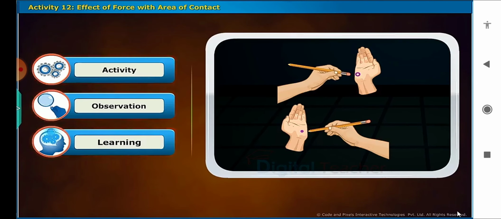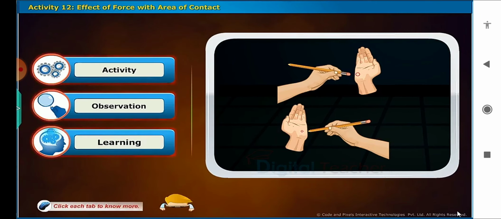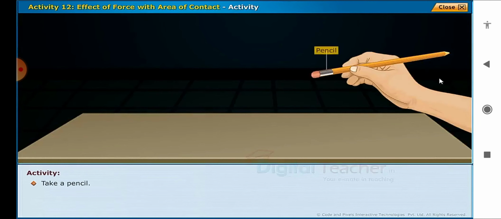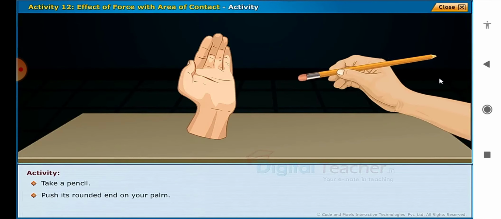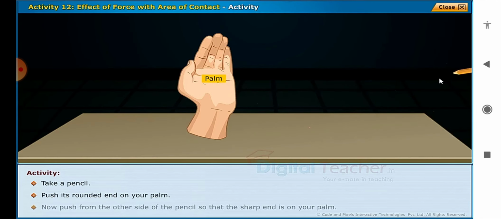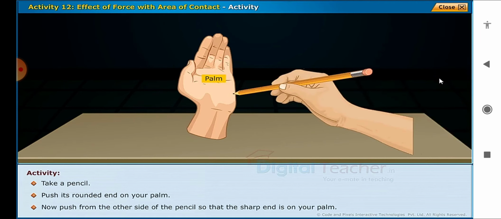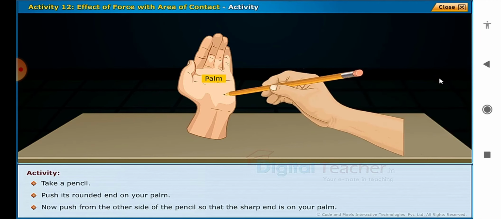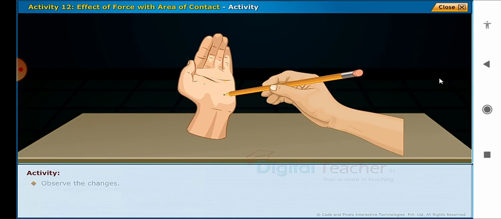Now, let us perform an activity to know the change in effect of force with area of contact. Click each tab to know more. Take a pencil. Push its rounded end on your palm. Now push from the other side of the pencil so that the sharp end is on your palm. Observe the changes.